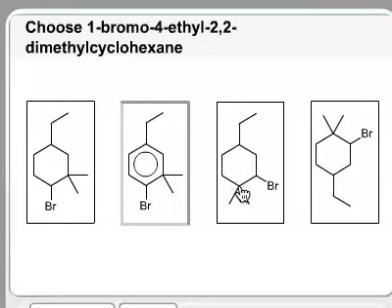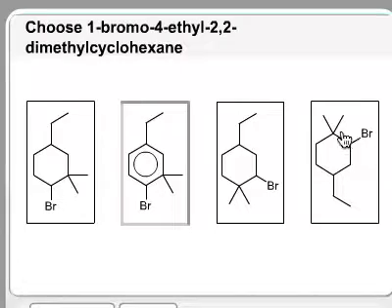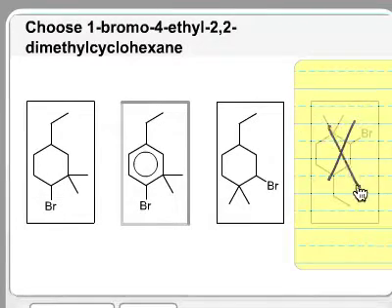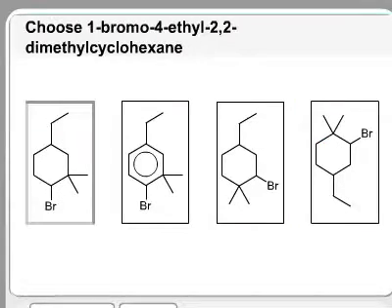Okay, if this is at position 2, that's at position 1, 3, 4, 5. So that won't work. It's not 4. Okay, this one, 1, 2, 3, 4, 5. So they're ruled out, but for the same reason as this one. So this is our correct one. It should be that one. All right.